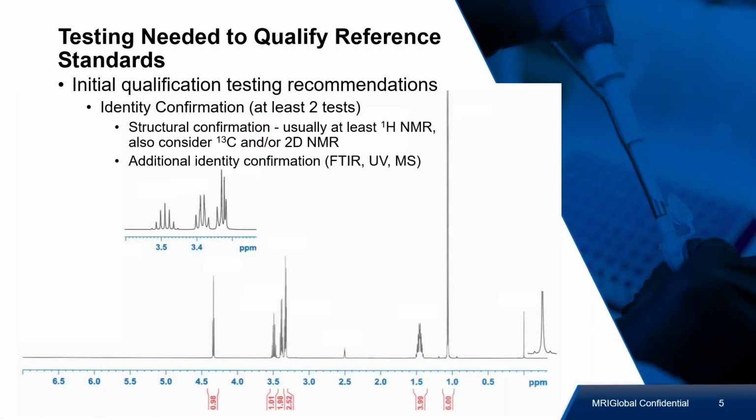Now, I'd also like to discuss some general recommendations of testing needed to qualify reference standards. Note that these are recommendations because there really aren't clear-cut regulations or guidelines on exactly what testing should be included. That's partly because it depends so much on the material that you're working with. There are some guidances for drug substances in ICH Q6A and Q7, which can be extrapolated to reference standards in some cases, so some people like to go by that.